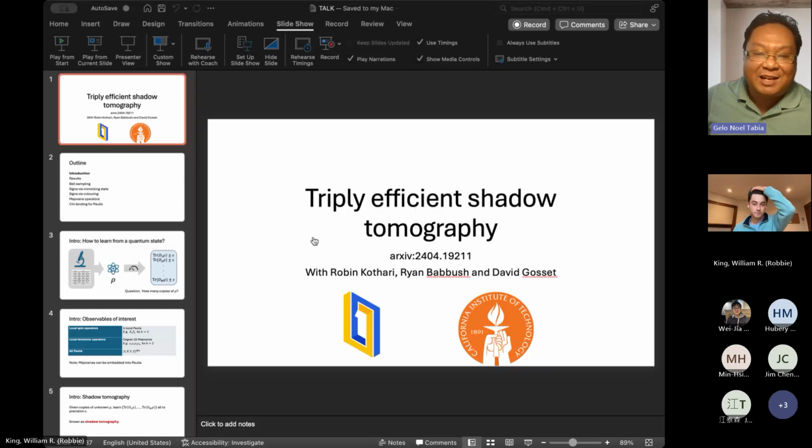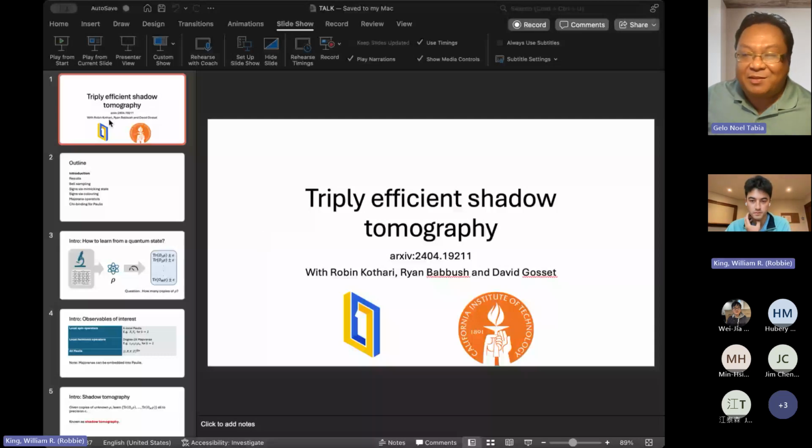Today we have Robbie King, who will tell us about triply efficient shadow tomography. So my understanding is this efficiency has to do with basically how many samples you need, the runtime, and how many copies you have to measure together. So that's the three things.